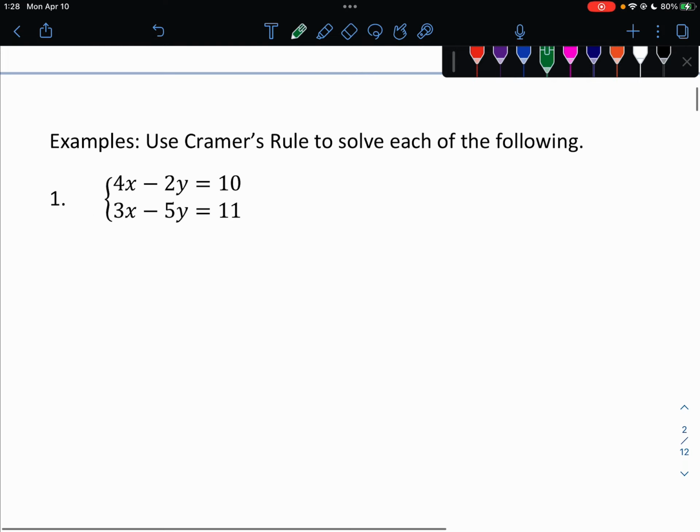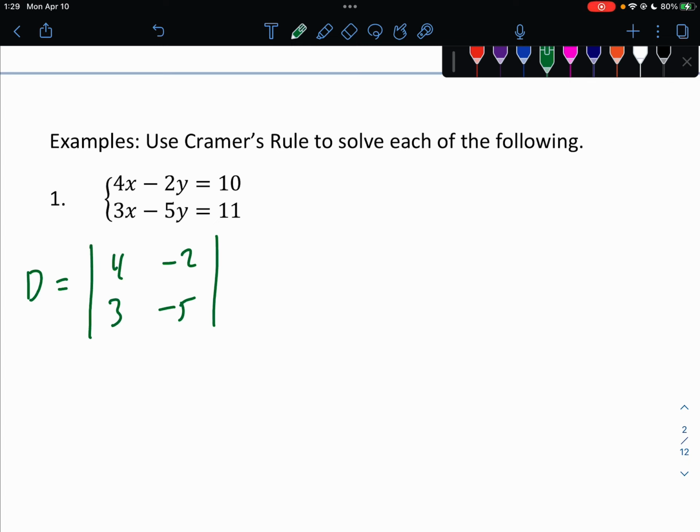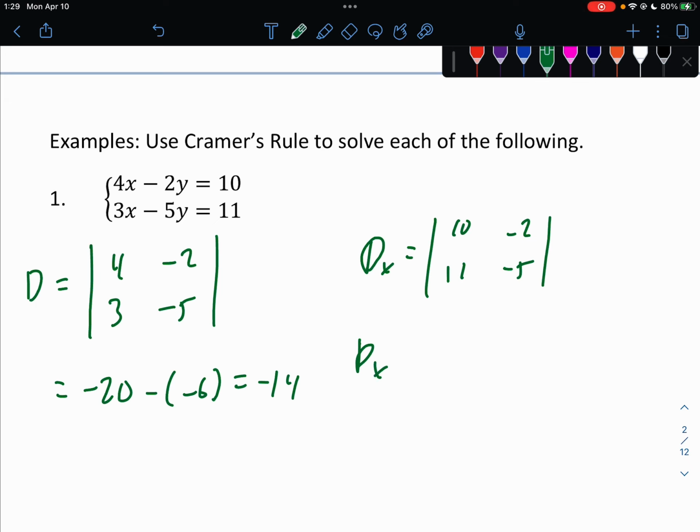So let's start with our original coefficient matrix. Our determinant would be negative 20 minus negative 6, which is negative 20 plus 6, or negative 14. Our dx matrix would be, if we replace the x's with 10 and 11, we would get negative 50 minus negative 22, which is negative 50 plus 22, or negative 28.